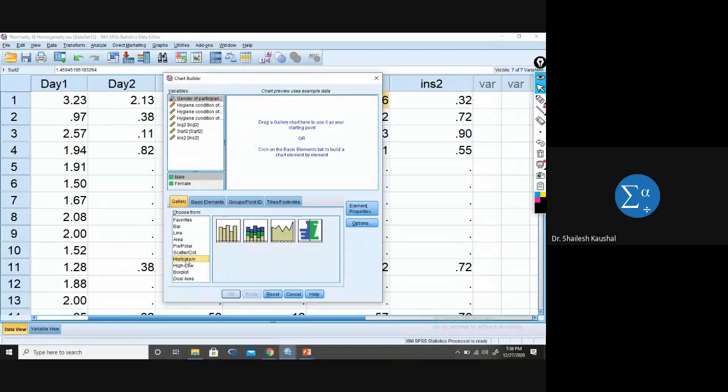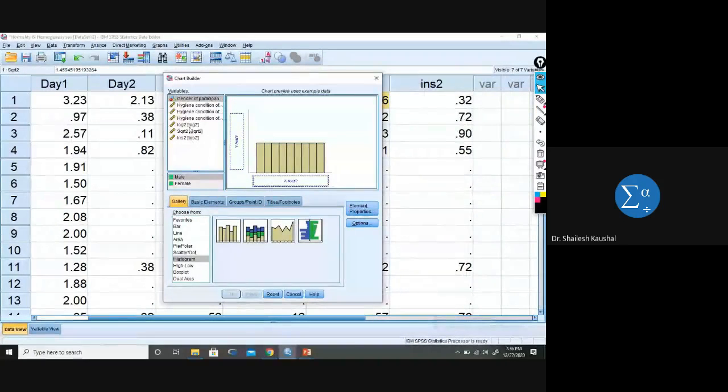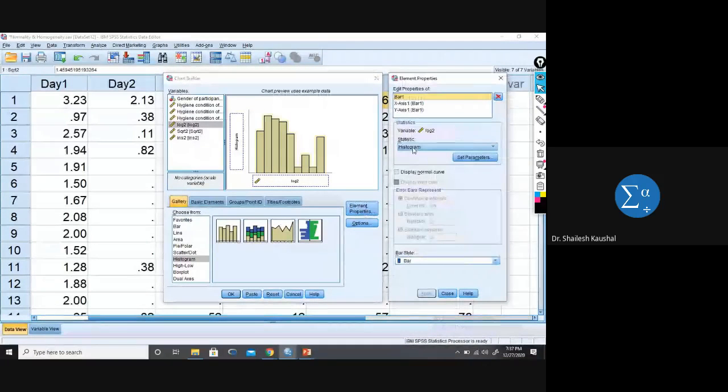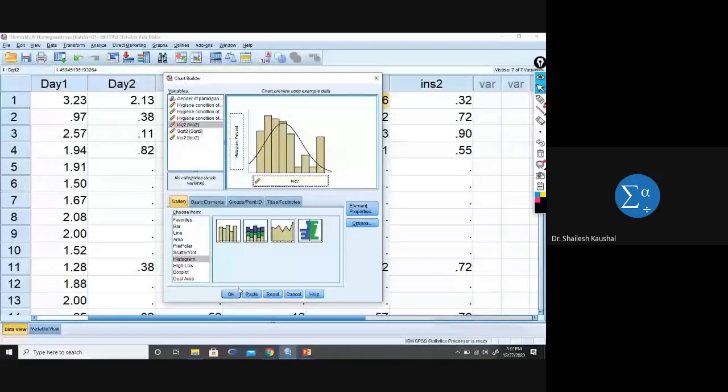I am selecting histogram. This is histogram, and double click this. Now I am transferring log 2 here, x-axis, and then histogram %. So I am taking element properties and changing it to histogram %, and display normal curve. I am superimposing the normal curve and ticking it. Okay, and then apply, and then close, and after close, okay.